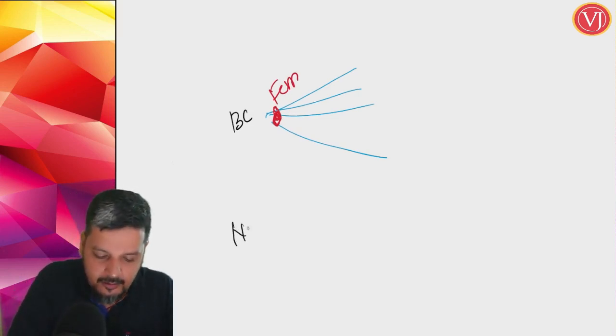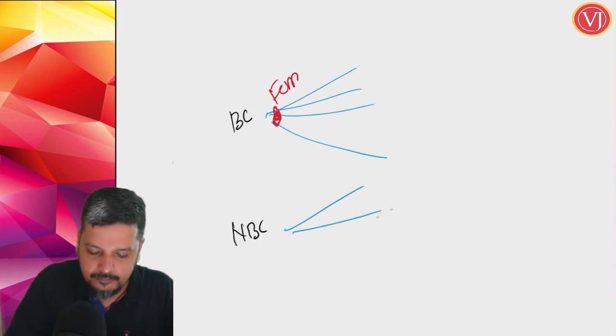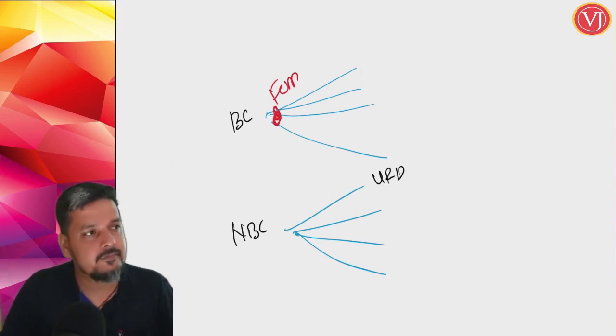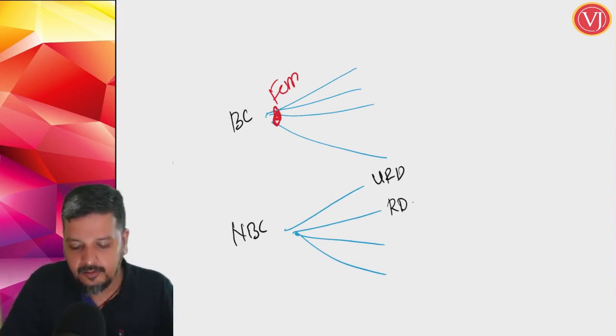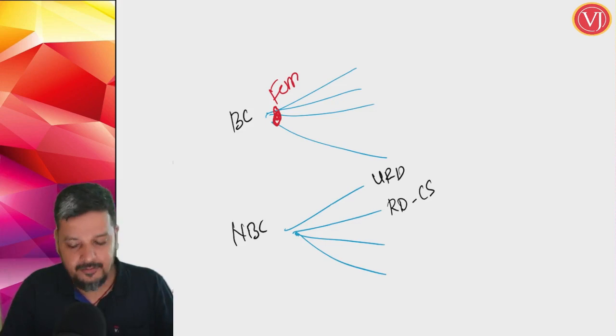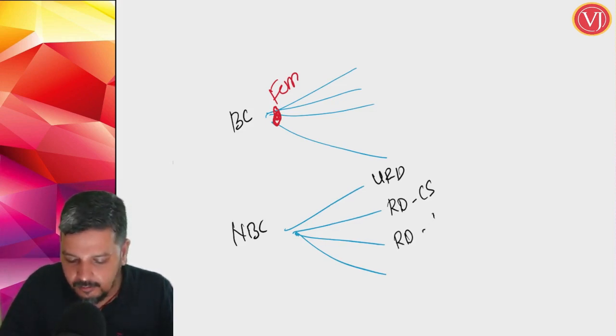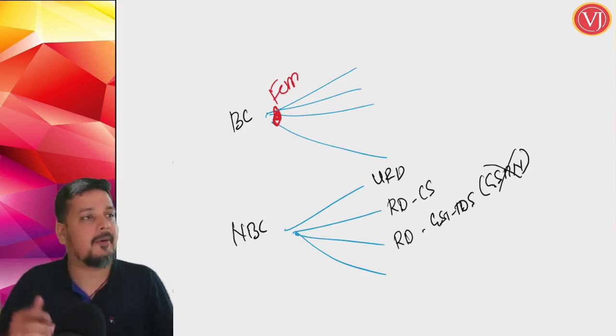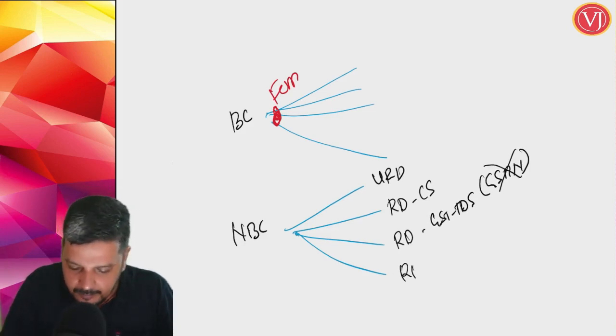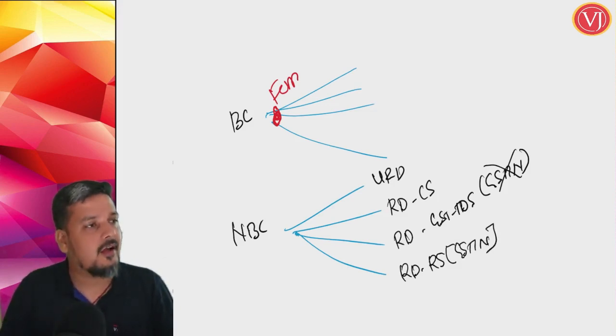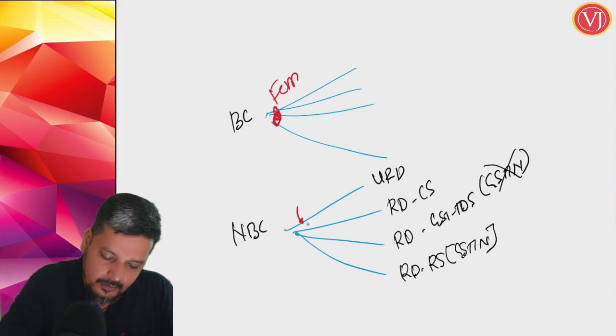If the supplier is a non-body corporate, and the recipient is an unregistered person, FCM. Registered person, but registered under composition scheme, FCM. Registered person, but registered only for GST TDS, not having a normal GST number, government sector, FCM. Registered person, registered under regular scheme, having a normal GST number, RCM.